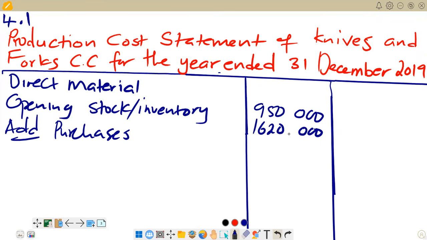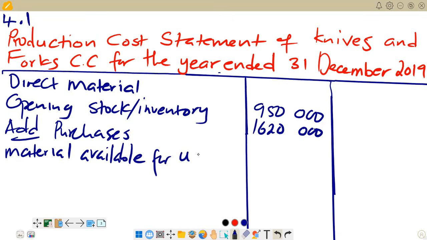Right, when we add our purchases, we are going to find the figure for material available for use. So the figure that we are going to find here, if we add these two, is going to be material available for use. So if we add 950,000 plus 1,620,000, we are going to get 2,570,000. So here you can underline to show that you are adding there.